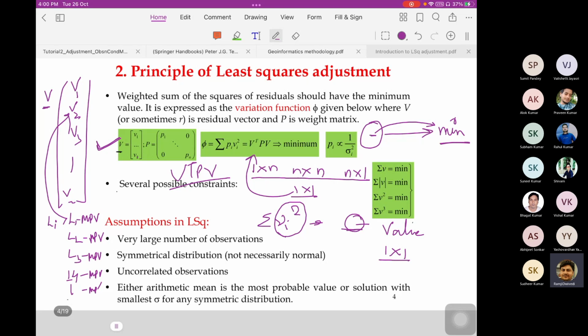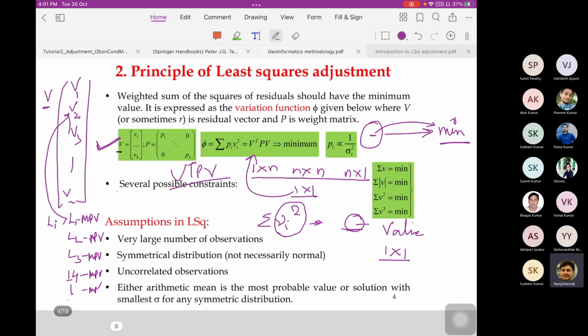Why? Because data in your coming few examples would be very huge. You cannot gather the data in a single dimension. It is multi-dimensional data that would be coming to you. Then you need a matrix way of writing it because you have to solve it. So when you understand the n number of observations coming to you, you will write n cross n as a weight matrix, n cross 1 as a residual matrix.